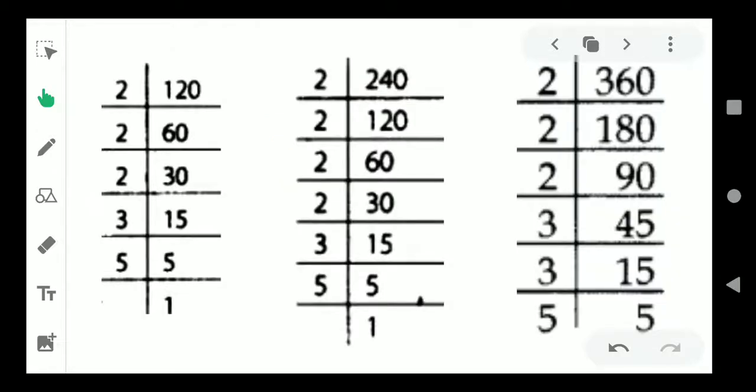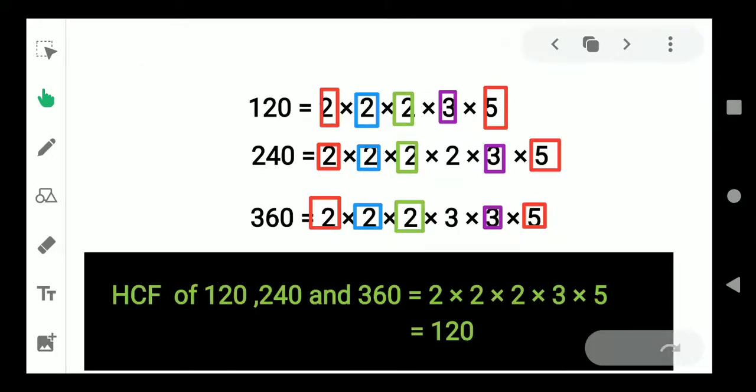The same method is followed in the case of bigger numbers also. Just factorize it. Take 120, 240 and 360. You please try it yourself. After that, check it. Here I have the prime factors of these three numbers. After that, the common factors are taken out and written here. Now multiply it. The highest common factor of 120, 240 and 360 is 120.